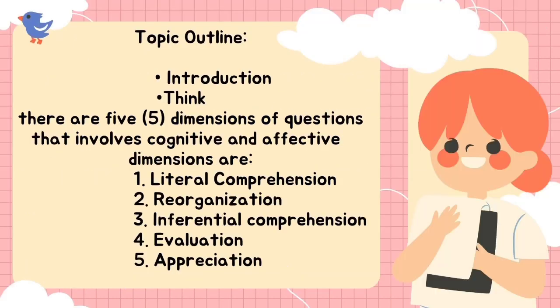Topic outline. So, the introduction and the taxonomy. There are 5 dimensions of questions that involve cognitive and affective dimensions: Number 1, literal comprehension. Number 2, reorganization. 3, inferential comprehension. 4, evaluation. And 5, appreciation.